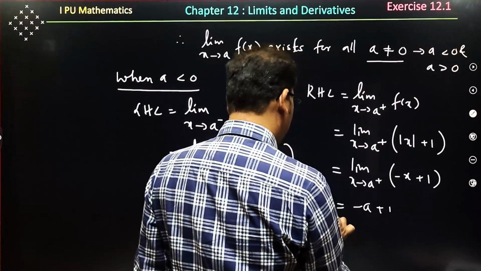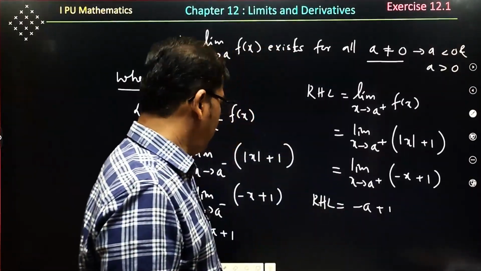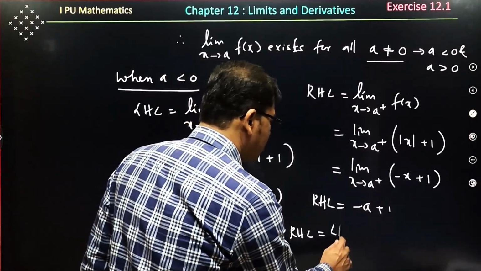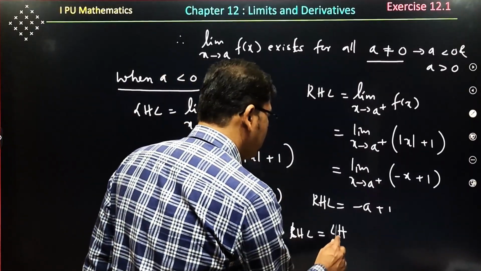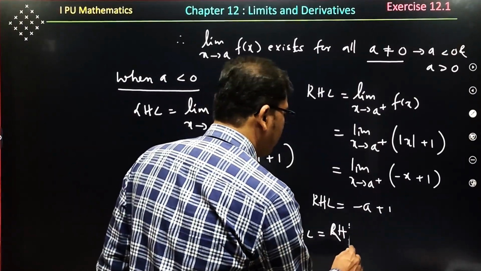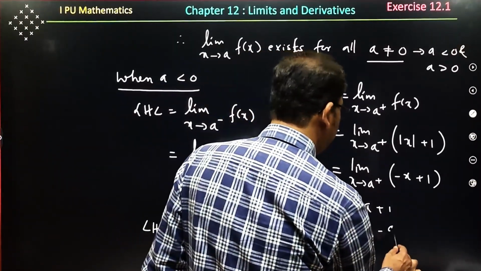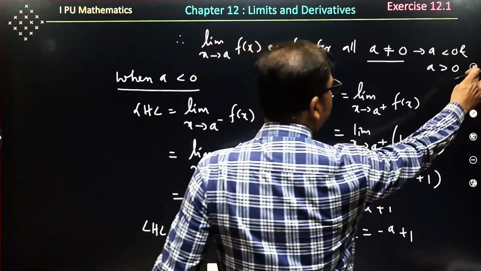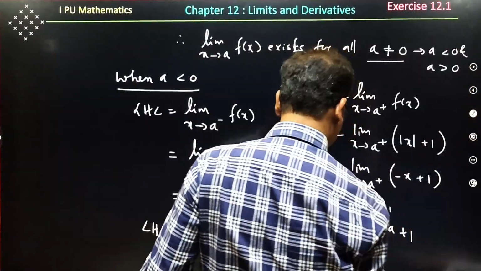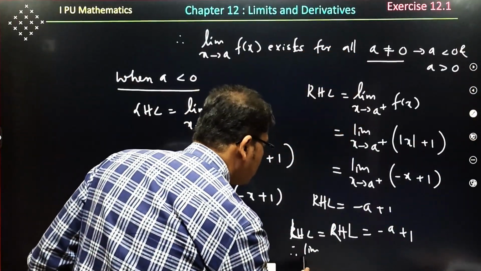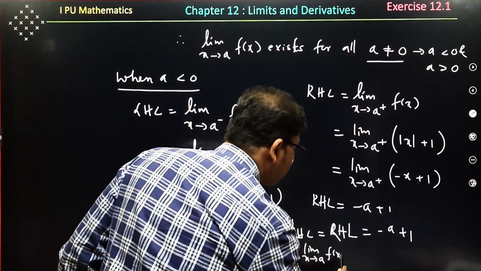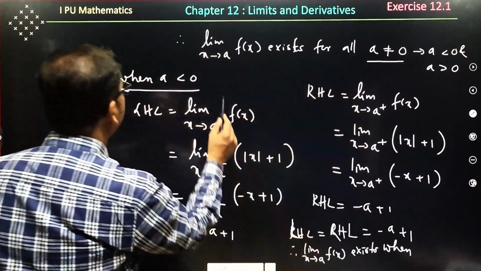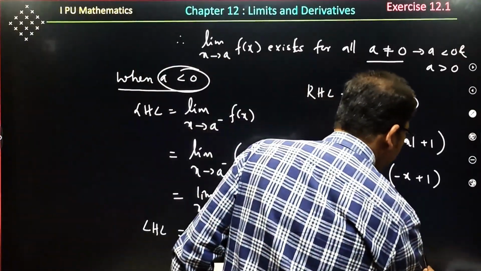See what we can confirm, right hand limit is equal to left hand limit. From above, RHL is equal to LHL, or you may write LHL is equal to RHL. Left hand limit is equal to right hand limit, and both are tallying with minus a plus 1. Therefore limit x tends to a f(x) exists when a is less than 0.